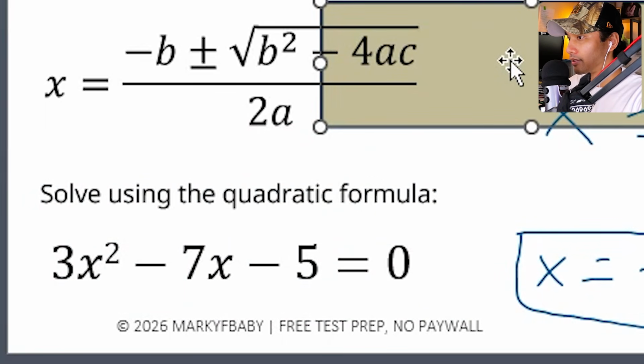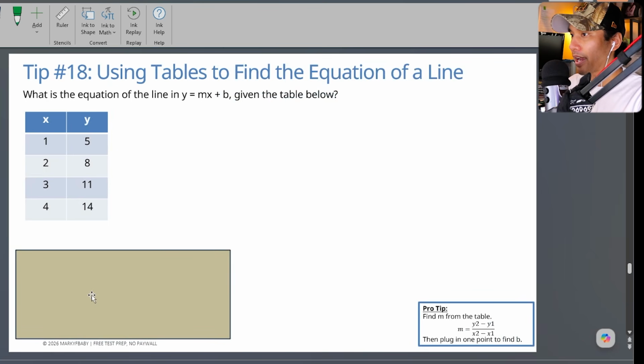And here we go. This is your challenge problem. Solve using the quadratic formula.